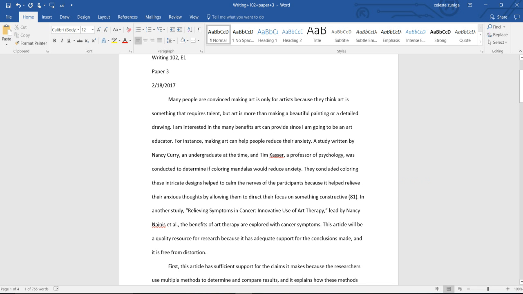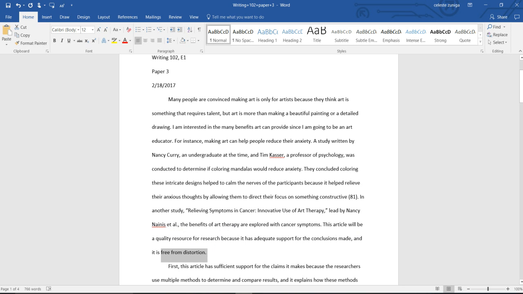And then we go right into another study. So I was a bit confused. She gives us the title of this one. She didn't give us the title of the first one. That's a bit inconsistent. She also gives us then the lead researcher. We know that this lead researcher led a research team of more than 3 people, because 4 or more people, whenever you have them, looks like this, et al. And then she goes into what her claims are for this paper. "So this article is a quality resource for research because it has adequate supports for the conclusion and it's free from distortion."